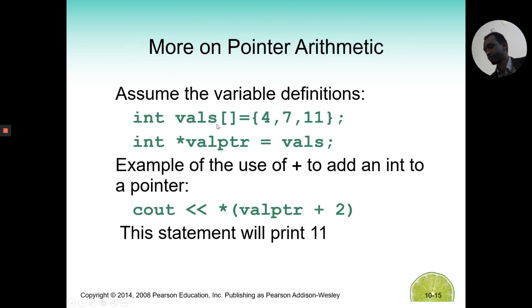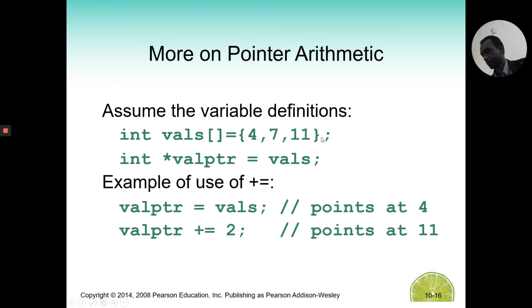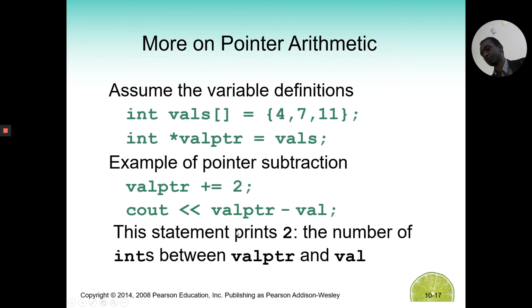So assume the variable definition: you have int vowels, and then when you assign it, the example of the use of plus is to add an int to a pointer. So you can use this. The position will be from the beginning. You're adding 2 to it, so it will point you to the last position. For example, if you say valptr = vowels, and then here you're saying whatever valptr is, add 2 to it, which takes you to the last one.